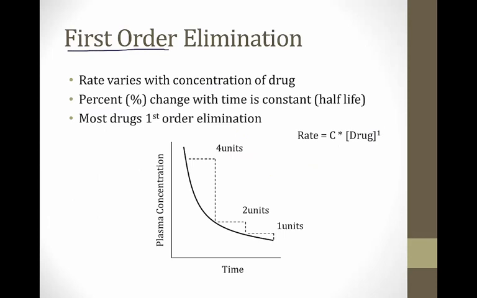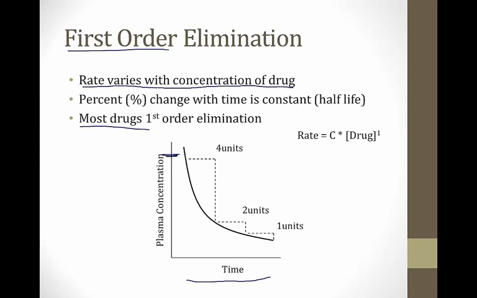Now let's talk about first-order elimination, and this is the pattern of elimination that most drugs we use clinically follow. And in first-order elimination, the rate of elimination varies with the concentration of the drug. Let me explain what I mean by that. Let's look at this graph I've drawn on the screen here, and let's suppose we're operating in a system with a very high plasma concentration like what I'm marking on the y-axis here.